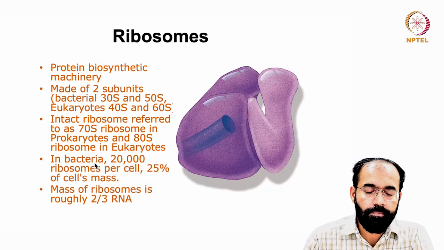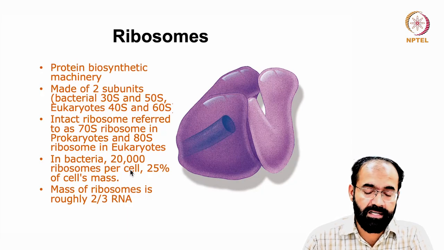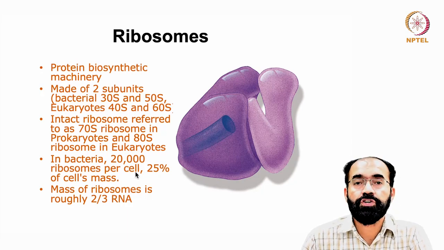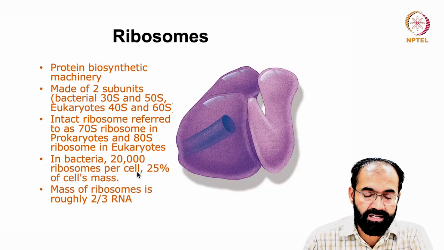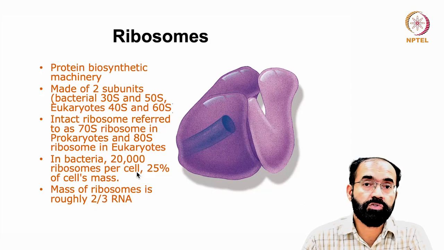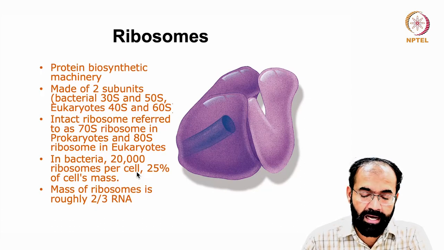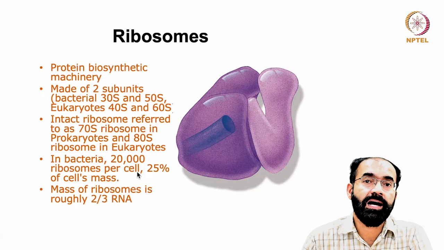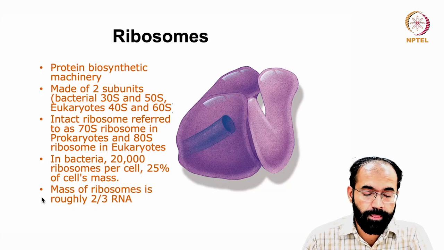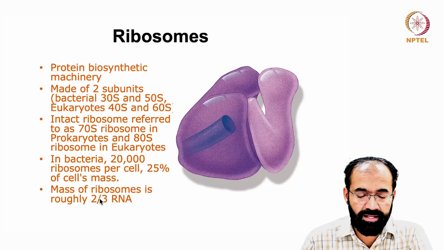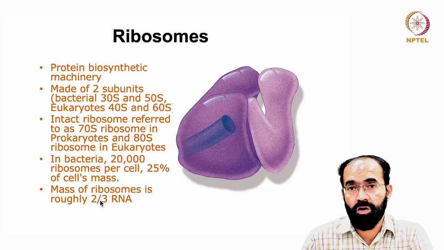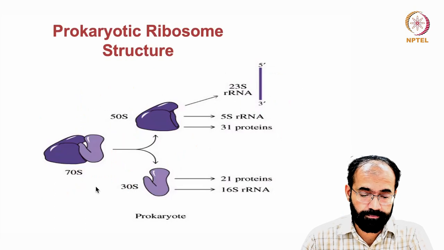And in bacteria, around 20,000 ribosomes are present per cell, constituting around 25% of the cell's mass. That is, 1/4 of a bacterial cell's mass is ribosome. That shows how important the ribosomes are, and it also supports the RNA world origin. And the mass of the ribosome is roughly around 2/3 RNA of the total.